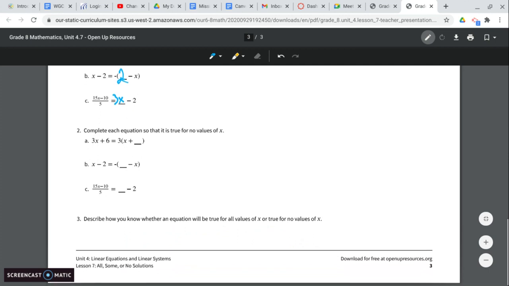All right, now this next one, we want to complete each equation so that it's true for no values of x. So that means we want it to be different. So essentially, for this one, so long as we don't plug in 2, it's true. So we could say 3. But basically, we could say any number other than 2.